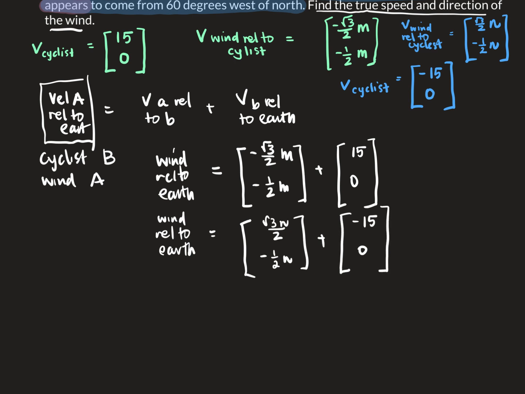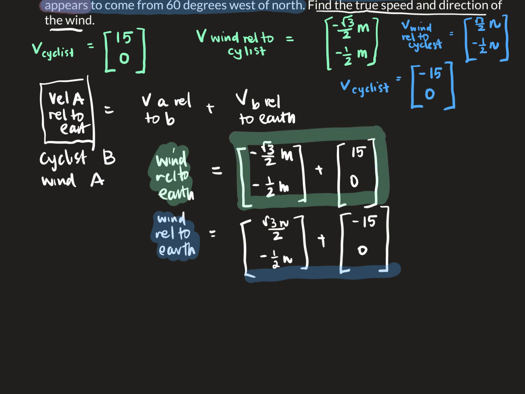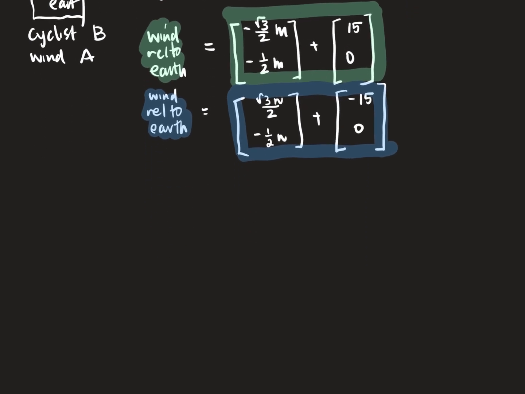Now, do you see what I've got here? I've got the wind relative to Earth, which is equal to this, and I've got the wind relative to Earth is equal to this. If the wind relative to Earth is equal to this, and it's also equal to this, well, then that blue box is equal to the green box, isn't it? And I can equate those. So how do I do it?